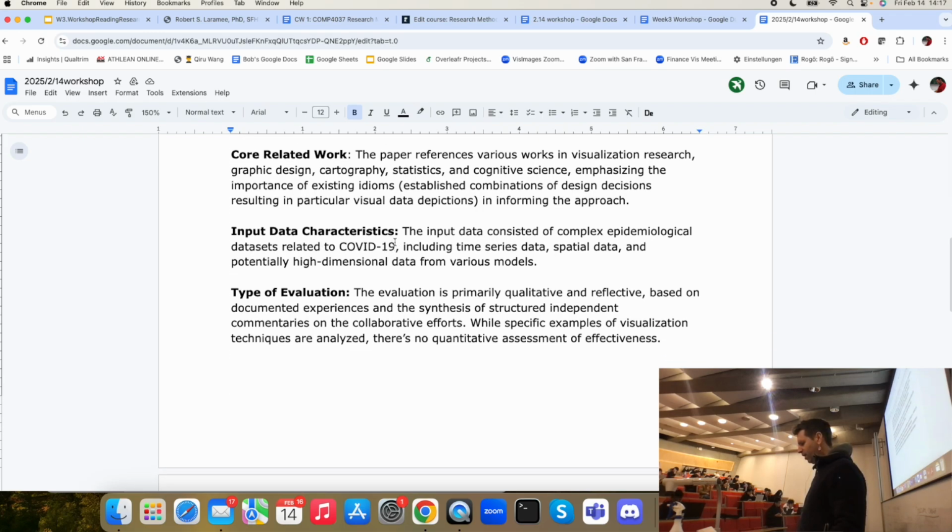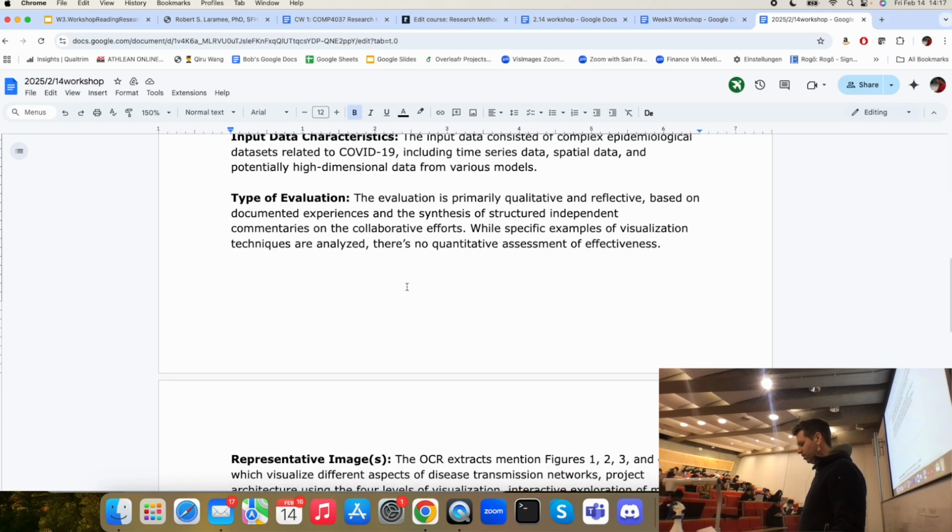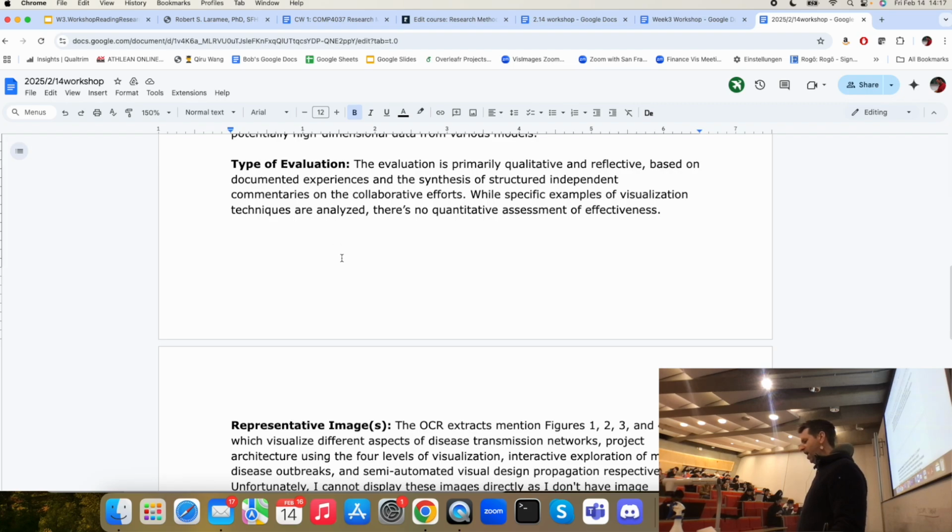Yes, this is correct type of evaluation. Yeah, this paper doesn't have a traditional evaluation. It's more of a reflection on what happened.